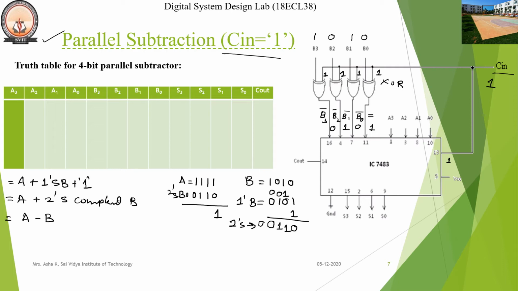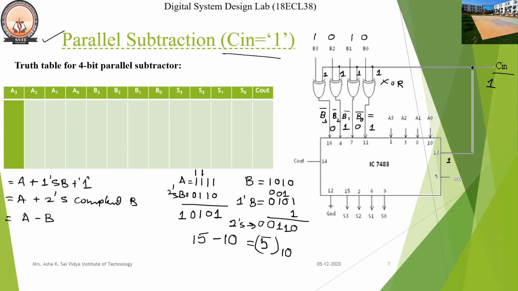1 plus 1, the sum is 0, carry will be 1. Now 1 plus 1, sum is also 1, carry is also 1. For this, 1 plus 1 plus 0 produces the sum 0 and carry as 1 bit. Now we have performed the subtraction of 15 minus, this is 8 plus 2, that is 10. 15 minus 10 is 5 in decimal number system.